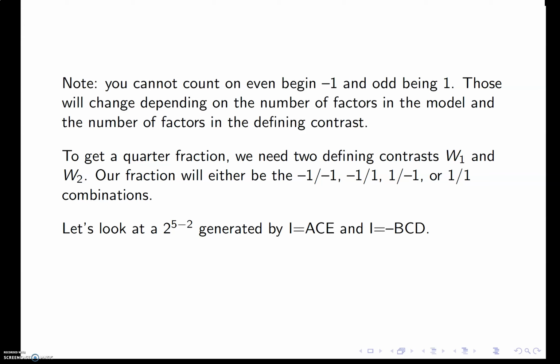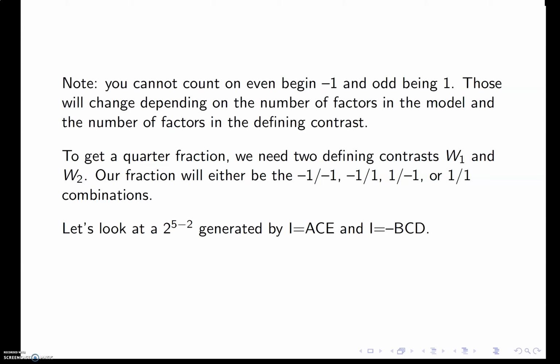So that was everything we were doing there, was dealing with half fractions. If we want to get a quarter fraction, then we need to define 2 contrasts. So we're going to deal with 2 defining contrasts now, W1 and W2 instead of just W. And then just like with the confounding using incomplete blocks, we have our sets that are 2 to the 2 levels, meaning the -1, -1, -1, 1, 1, -1, and 1, 1. So let's see an example where our 2 defining contrasts are ACE and -BCD.